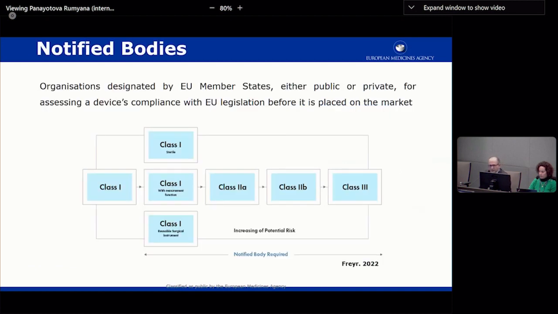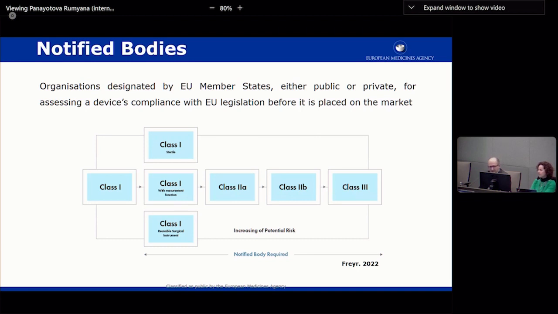It's important to also refer here that, unlike the medicines regulation, in the medical devices regulation there are third parties involved in the assessment, which are the notified bodies. The notified bodies are designated by the member states. They can be either private or public entities, and it's for them to do the part of the assessment on compliance with the European regulation before a device can be placed on the market.